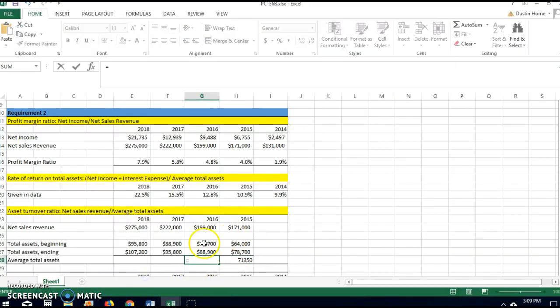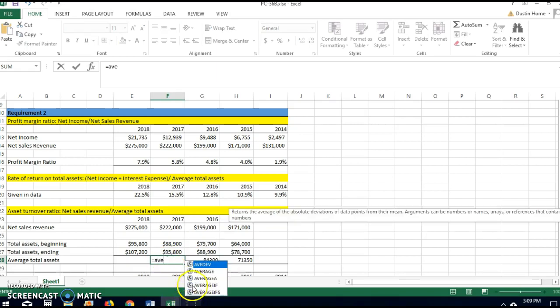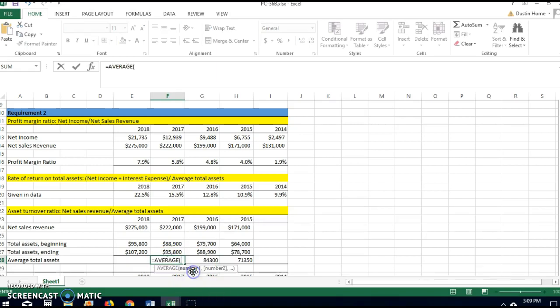So we would do the same thing with these. We would add them up, because anytime you get an average, you add the numbers up, and if it's just 2 of them, you divide by 2. So here we would get 84,300. And then here we could probably use this average function if you wanted to.